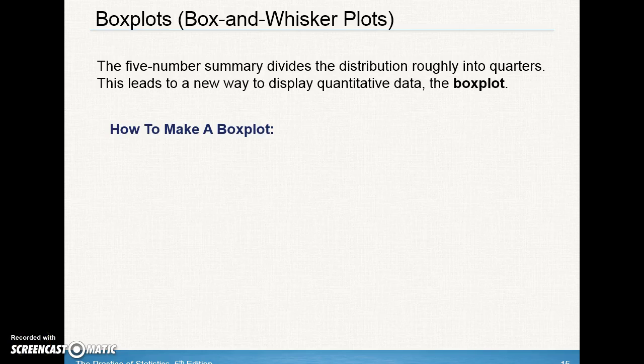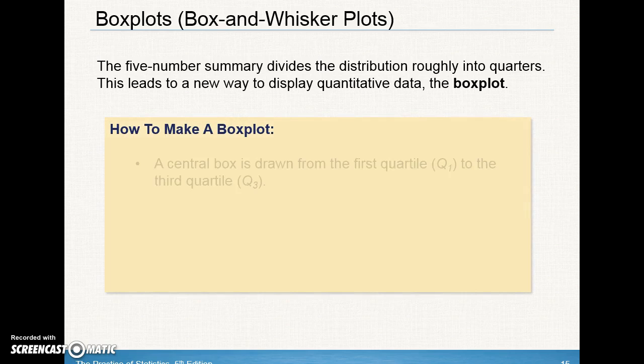Okay, welcome to video number 2. Today we're going to first talk about how to make a box plot. So we have our 5-number summary comprised of our minimum, our quartile 1, our median, our quartile 3, and our maximum. So here's what you do.